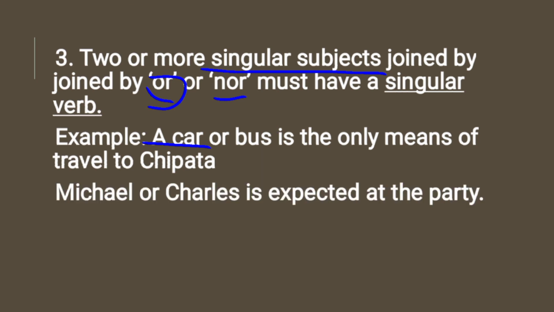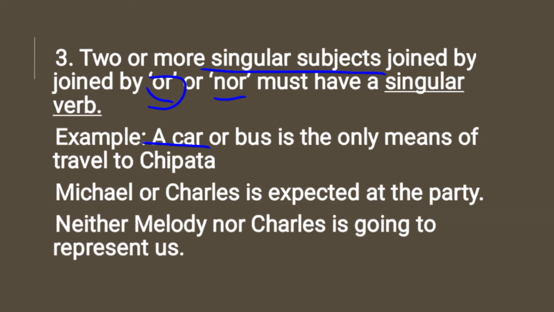Michael or Charles is expected at the party. Don't say Michael or Charles are expected at the party. No. The rule is saying as long as it is joined by or, nor and the subjects are singular, you have to put a singular verb. Neither Melody nor Charles is going to represent us. Don't say neither Melody nor Charles are going to represent us. No, that is wrong English.